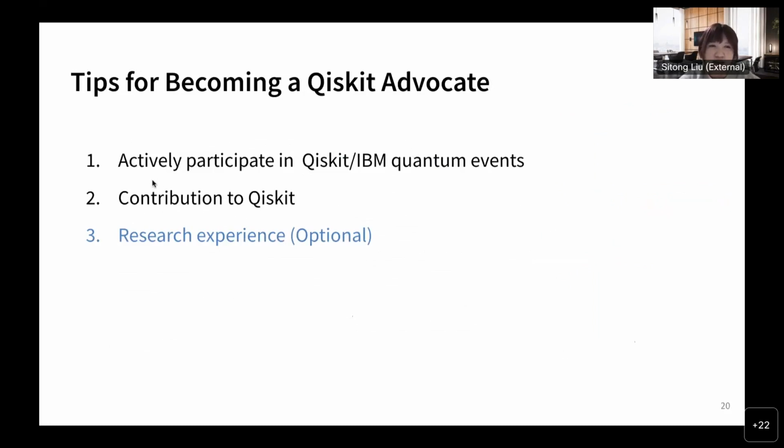The first one is to actively participate in Qiskit and IBM Quantum events. The second one is to contribute to Qiskit. The third one is optional, because I think it is not replicable by some people, since some of you might already be experts in some other field. You don't have to be an expert in quantum computing. All you need to do is become familiar with Qiskit, make some contributions, and take part in the events.